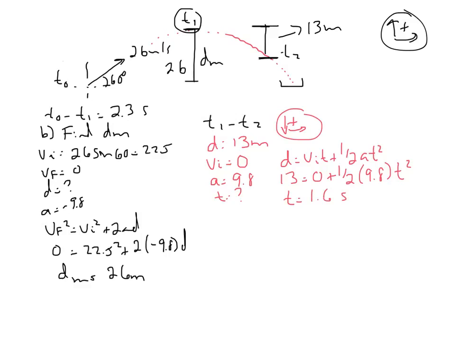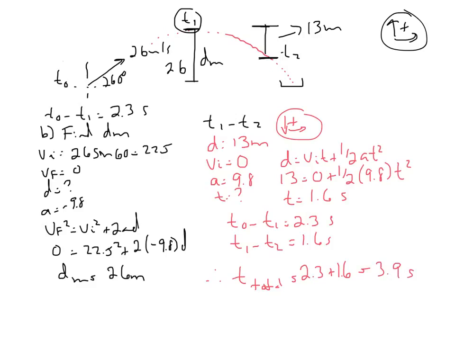Okay? So now we know that T0 to T1 equals 2.3 seconds. T1 to T2 equals 1.6 seconds. Therefore, time total is 2.3 plus 1.6, which is going to equal to 3.9 seconds. And that's your answer.